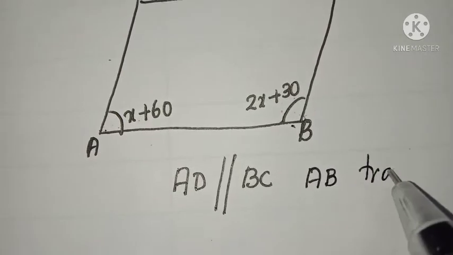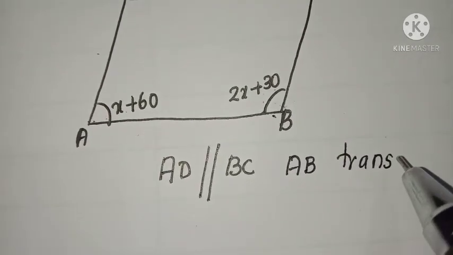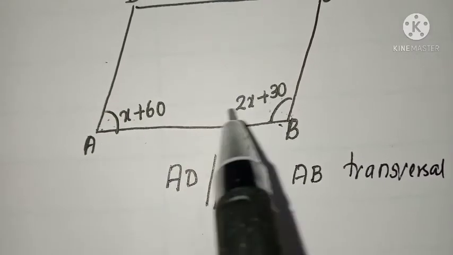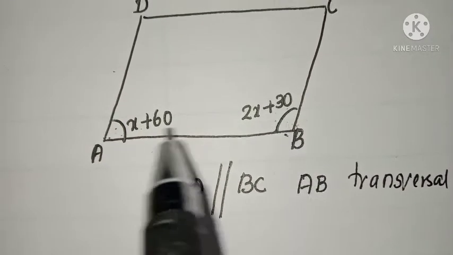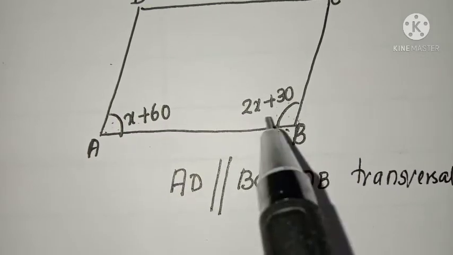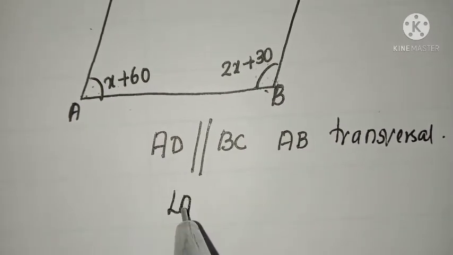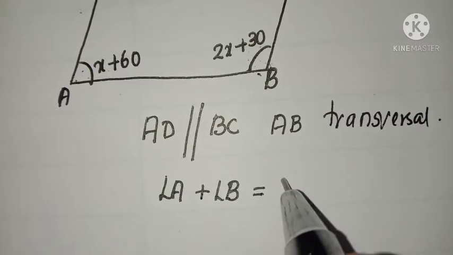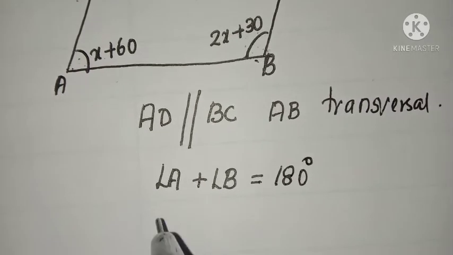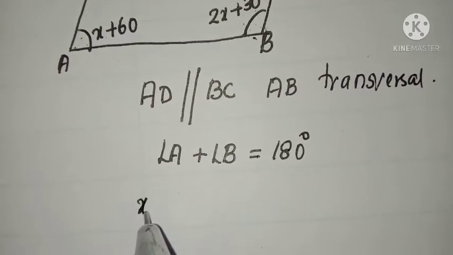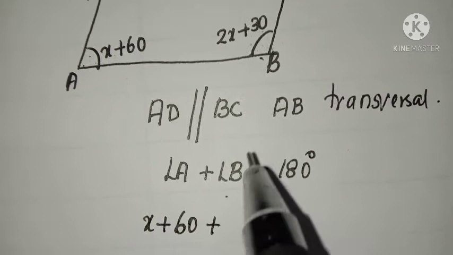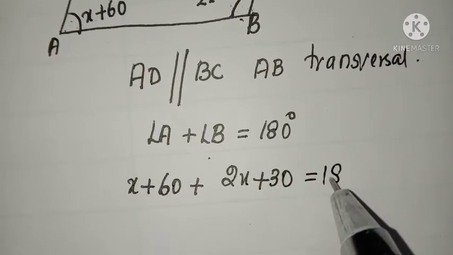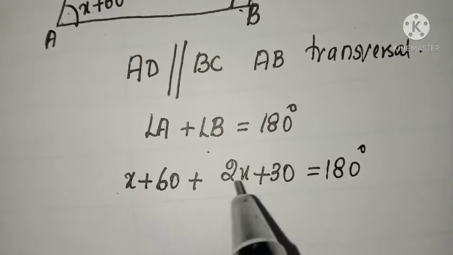Okay. So two parallel lines are cut by a transversal. Then angles lie on same side of the transversal are supplementary. So angle A and angle B are angles on the same side of the transversal and therefore sum of these two angles equal to 180 degree. Angle A is x plus 60, angle B is 2x plus 30. Now solve the equation and find the value of x.